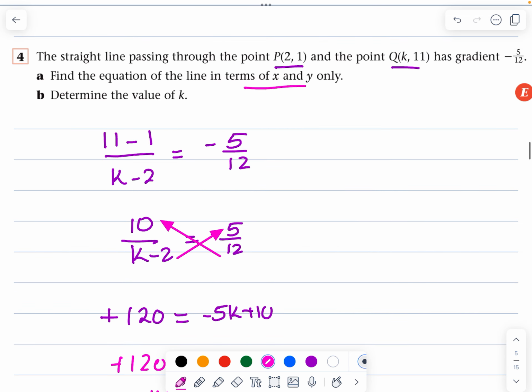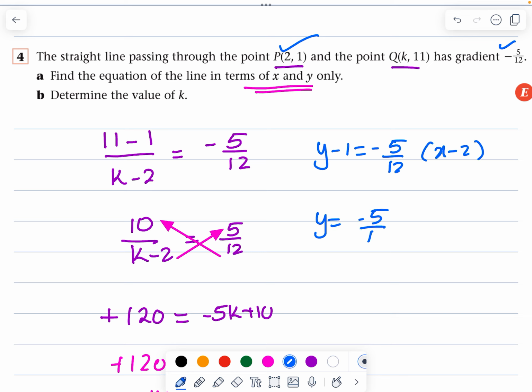Now he's asking to find the equation of L. So what can I do? I can take this point and the gradient. y minus y1 equals m times x minus x1. So y equals negative 5 upon 12x plus 10 upon 12 plus 1. So y equals negative 5 upon 12x. Do it by calculator, you should be getting 11 upon 6.